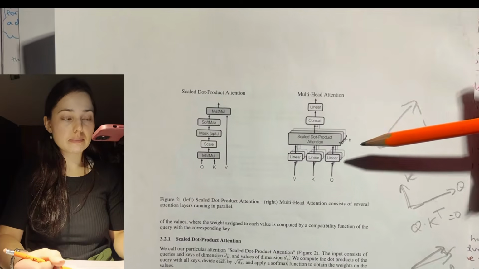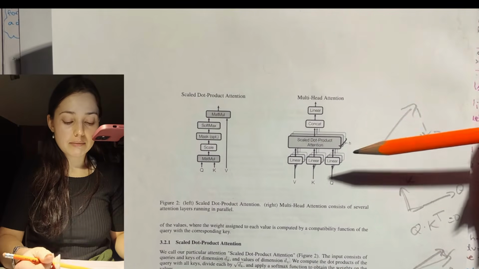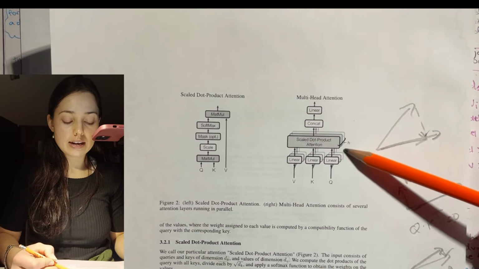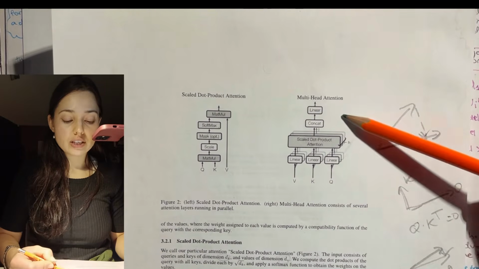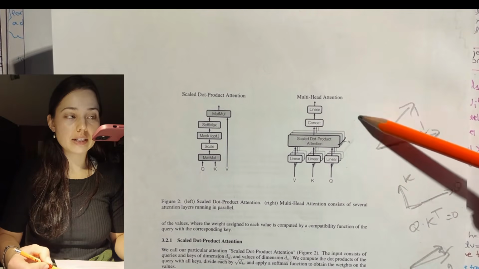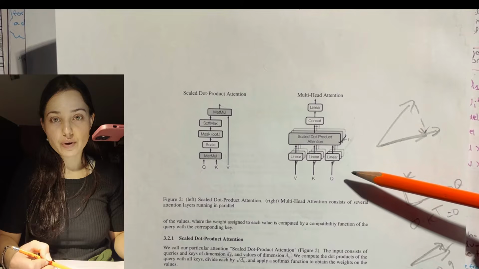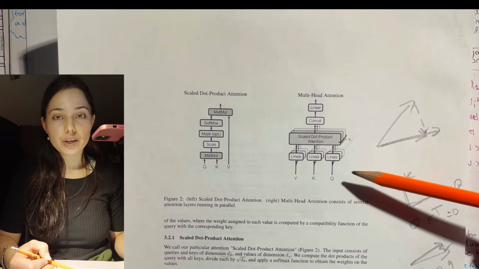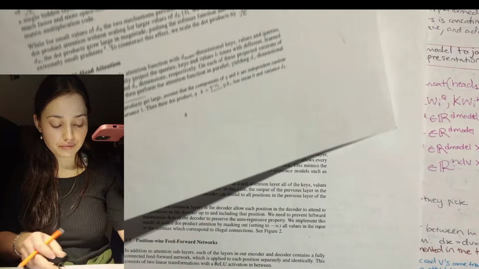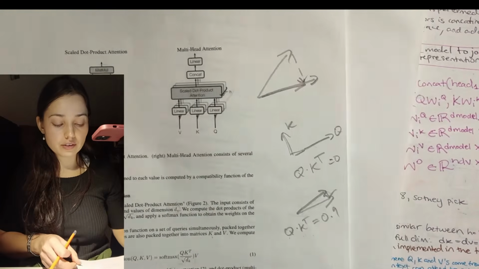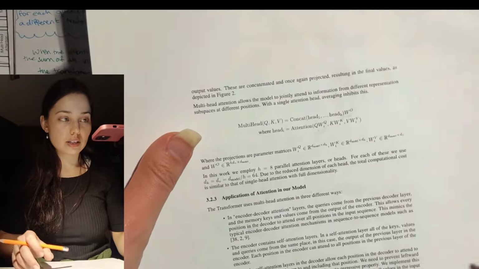But then here, this is basically the same thing, but it happens h times instead of just once. Each, like, 3D layer here is asking a different question, and it has a different query, key, and value matrix associated with that question. Okay, so let's go to the next page and continue reading.